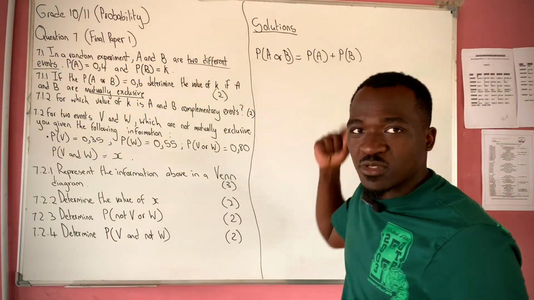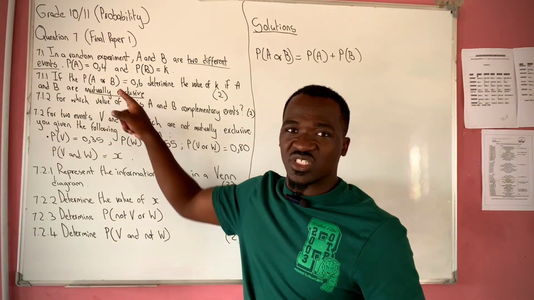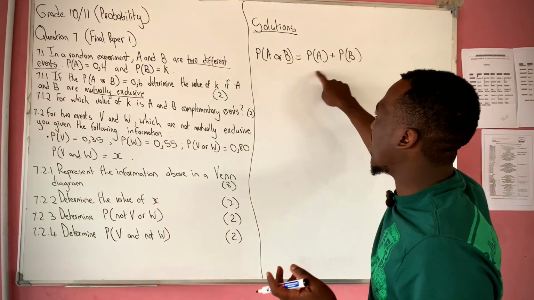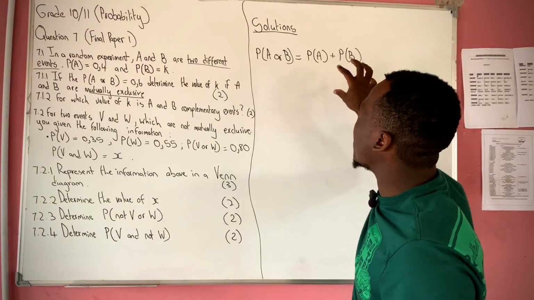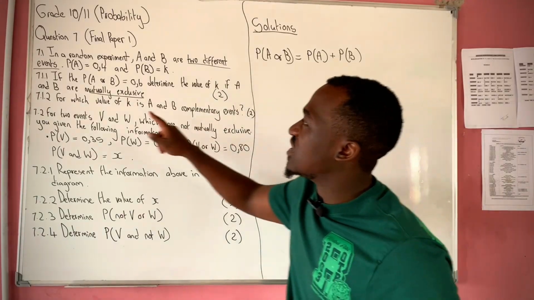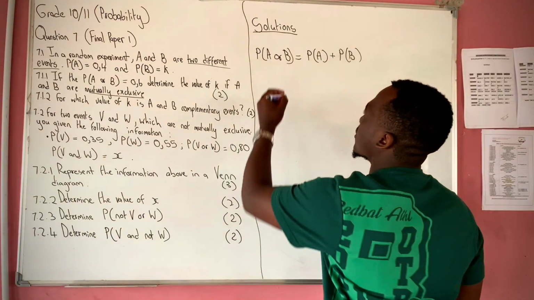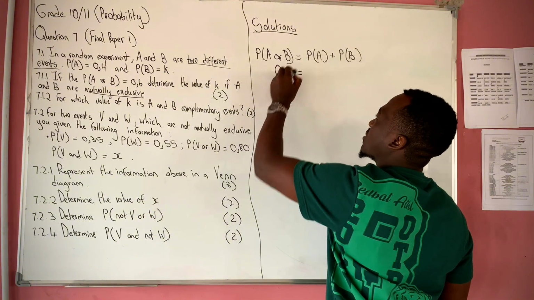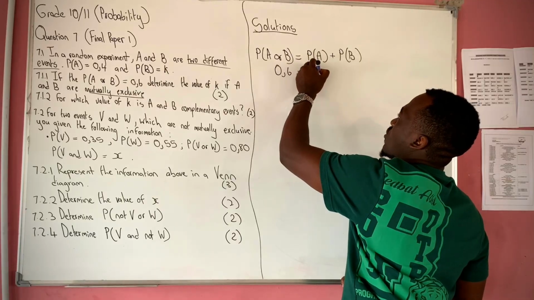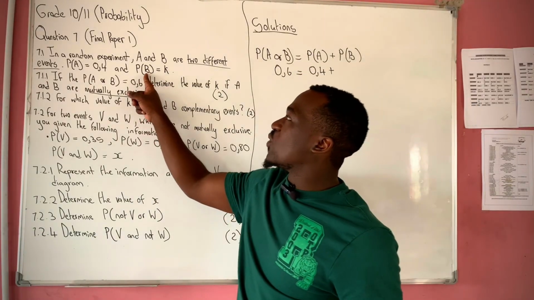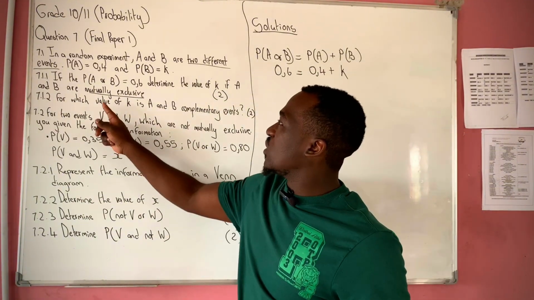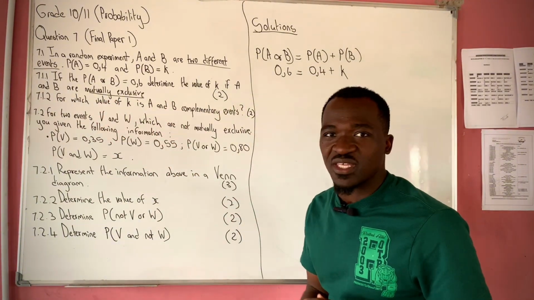Understand? This comes from the fact that these are mutually exclusive. Mutually exclusive, as I said, simply means two events that cannot happen at the same time. That is why we are adding these two events. So P of A or B equals P of A plus P of B. That's the definition. We are given that P of A or B is equal to 0.6. So it's going to be 0.6, which is simply equal to P of A, which we're given as 0.4, plus P of B, which we're given as K. Now the question is saying determine the value of K if A and B are mutually exclusive.